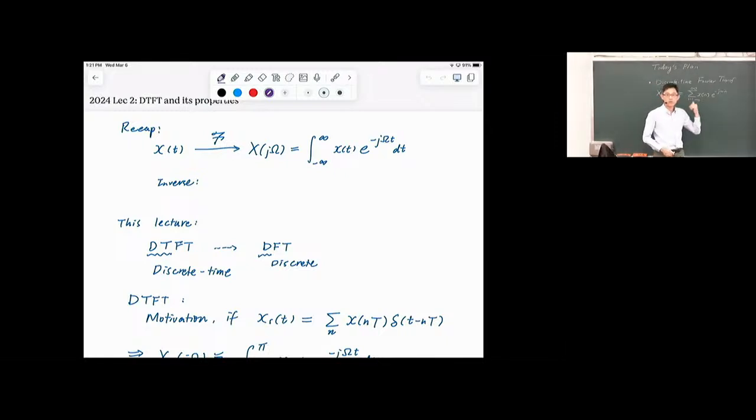So we'll introduce that, and especially I will try to motivate what's going on. Why do we need this definition? Why does it make sense?